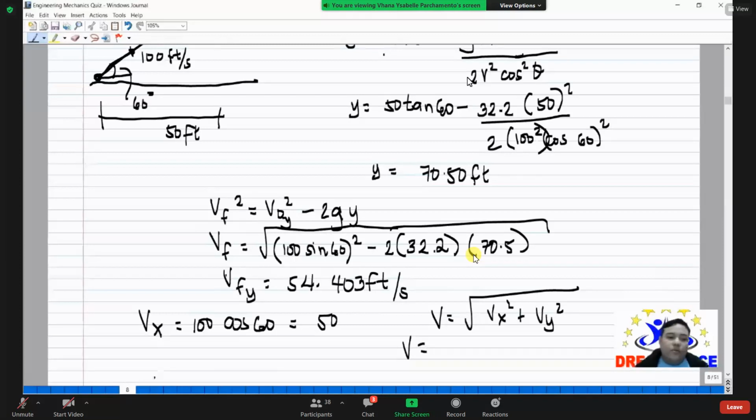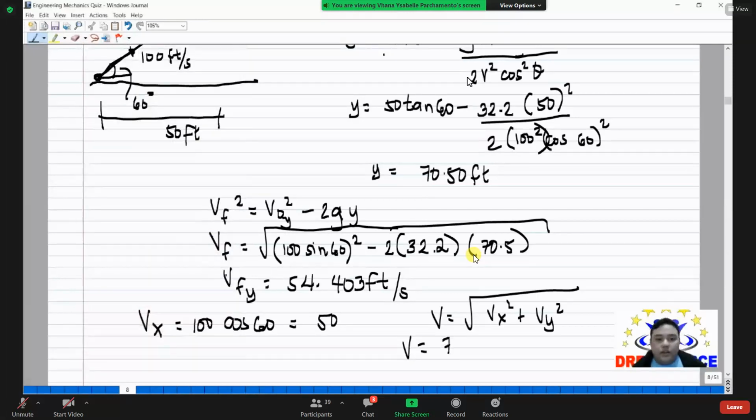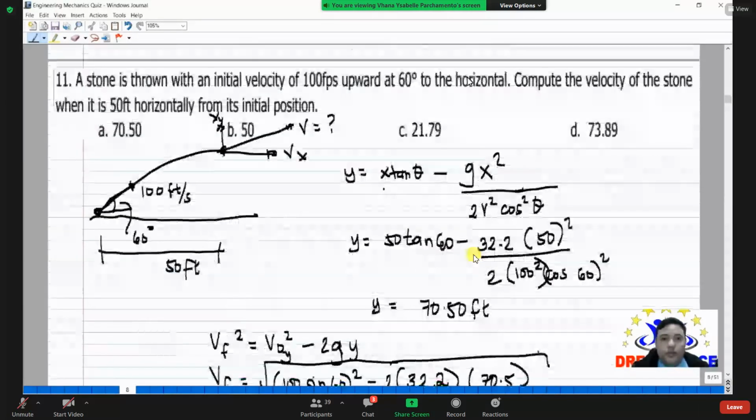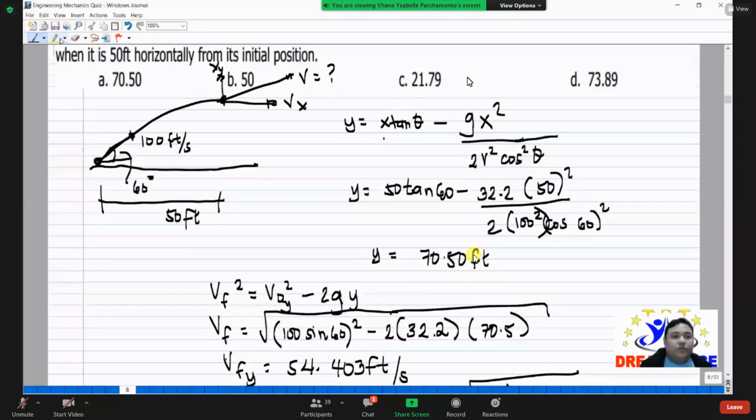So yung mga components ng ating velocity. So square root ng 50 squared plus yung ating 54.403. Yun kasi nagbabago yung y. So which is equal to 73.889 or 73.89 feet per second. Which is actually letter D. Pakipicturean po.